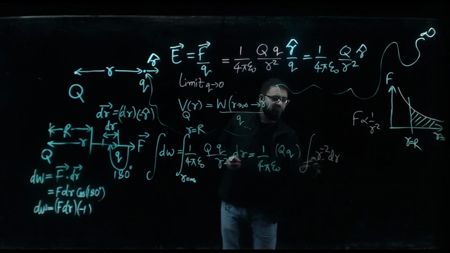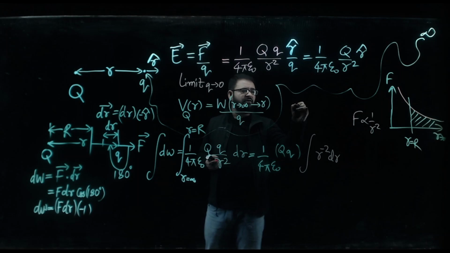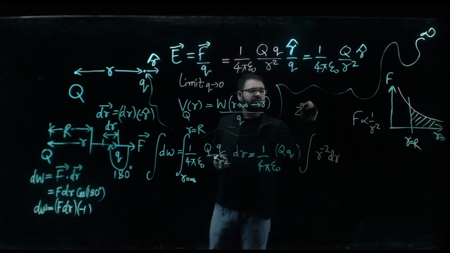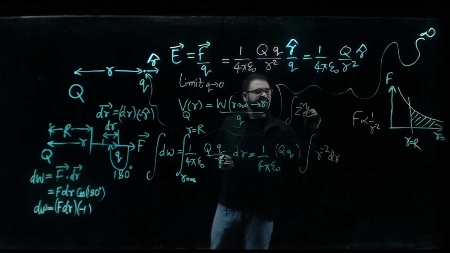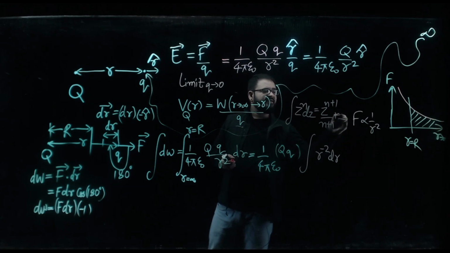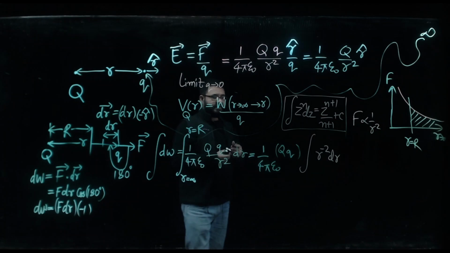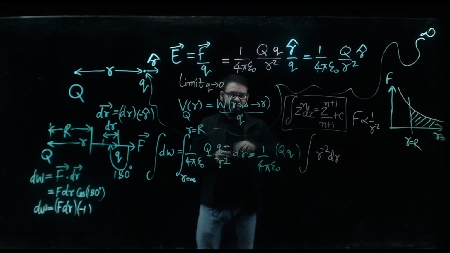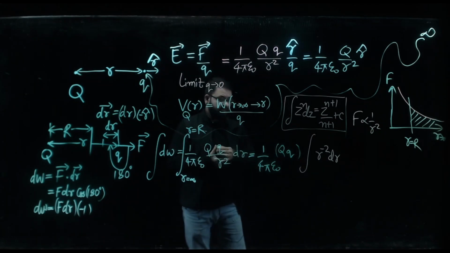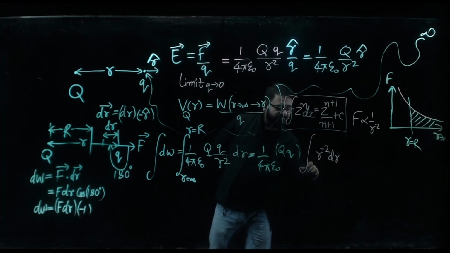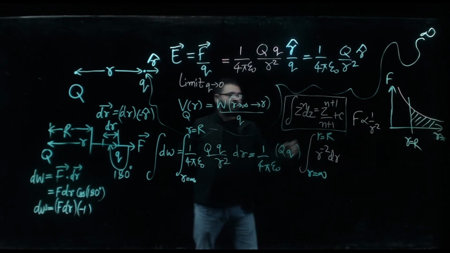Okay, now if you look at this integral, this can be easily solved because we know the integral of z to the power n dz is equal to z to the power n plus 1 divided by n plus 1 plus some constant, all right? Now, this relation is for an indefinite integral, but here we have a definite integral. Now, this definite integral says our r changes from infinity to r equal to big R, right?